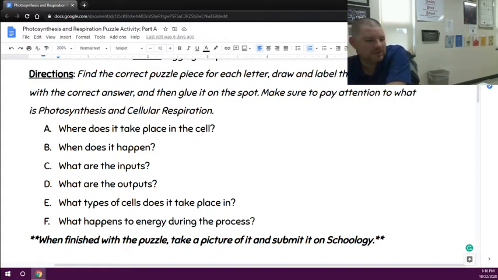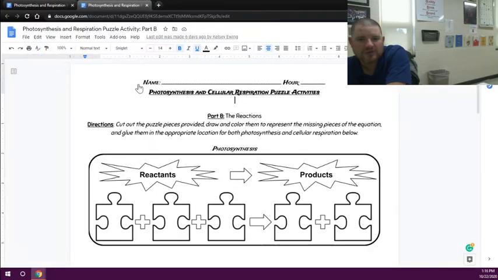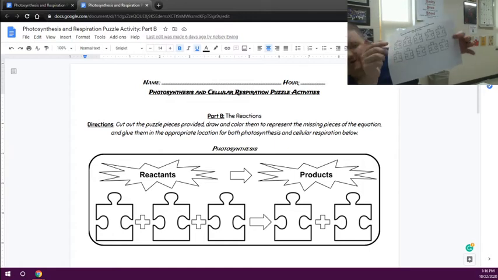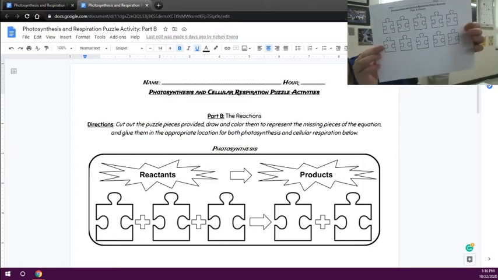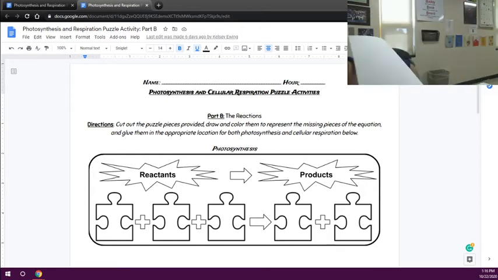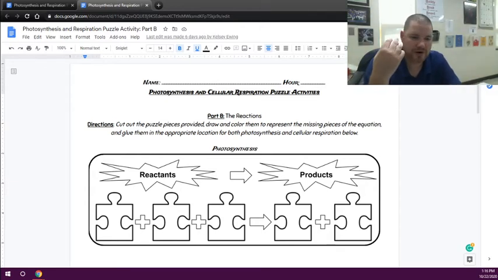Now for part B, let me bring up part B, because you're going to be filling that out as well. This one's already blown up for us. You're going to be cutting out these pieces, and just like we've been looking at for the past couple of weeks, you're going to be creating the formulas for photosynthesis and respiration. So we're looking at things like sugar or glucose, carbon dioxide, oxygen, water, energy. And we have talked about how you would represent those as a visual.